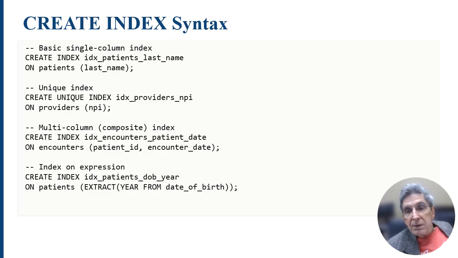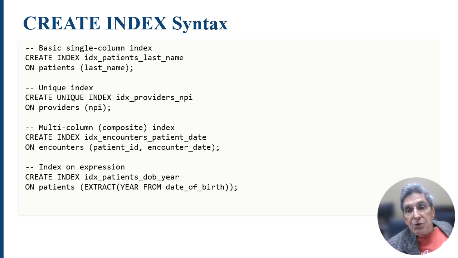What is the second? The second is a unique index. Adding the unique keyword means Postgres will enforce that no 2 rows can have the same value in that column. And this is useful for columns like NPI numbers on the providers table, where every value must be unique, can't have duplicates. The third is the multi-column or composite index.